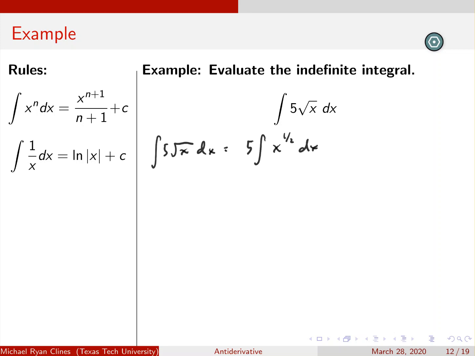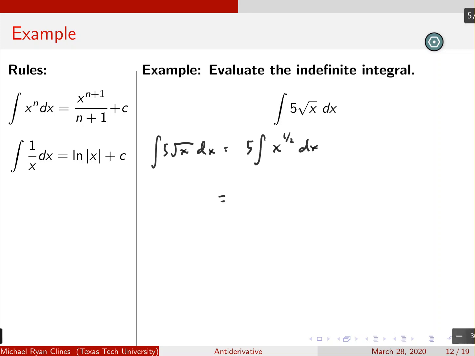The power rule is just for some n where n is not equal to -1. Now take a quick second. Why can n not equal -1? Well, go back and look at the other video for a little more detail on that. So 1/2 is a number, and we can use the power rule.